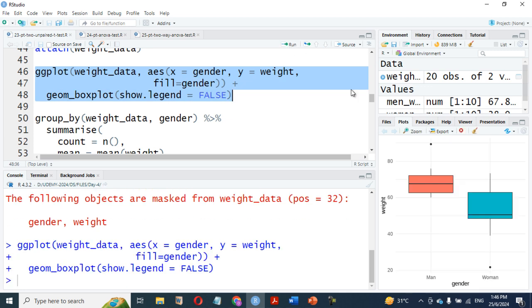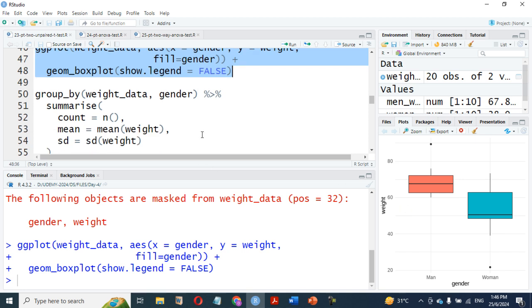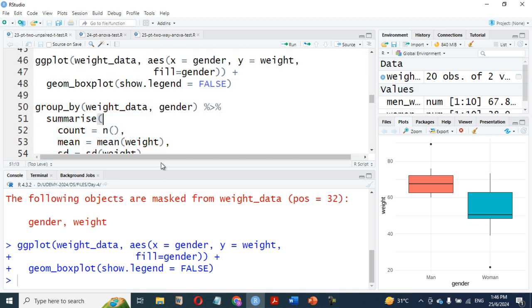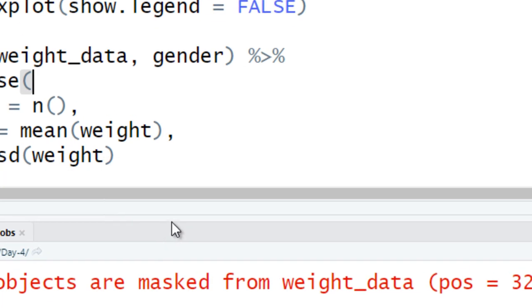All right, so this is what we have. We have man, we have woman. This is our gender. Then we have weight here. You can see the weight is not the same. The average is different, right? You have different means. You can also confirm that by running the summary here. Let me just run the summary. Okay, yes.